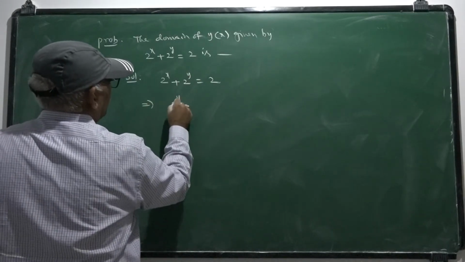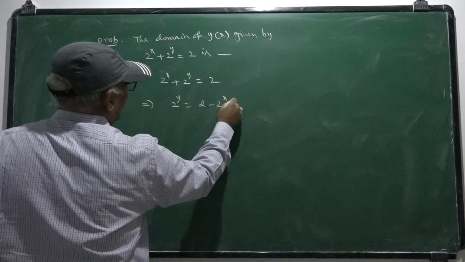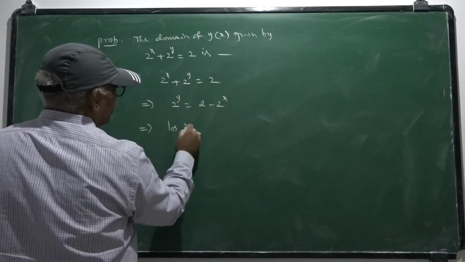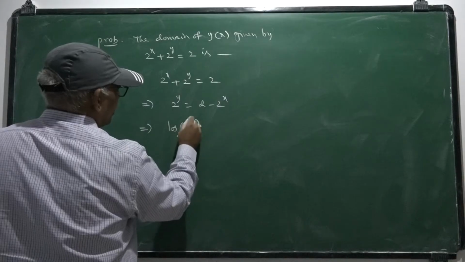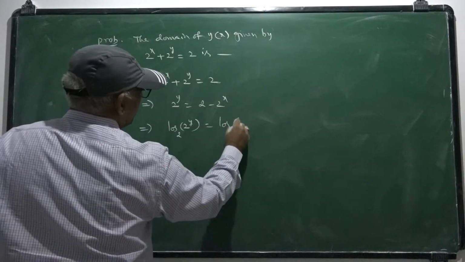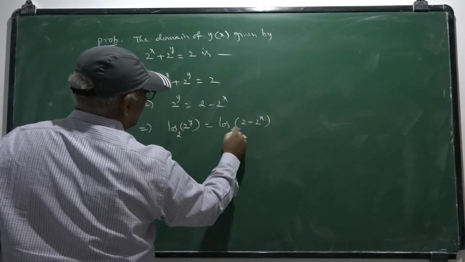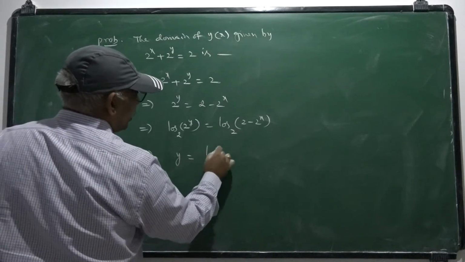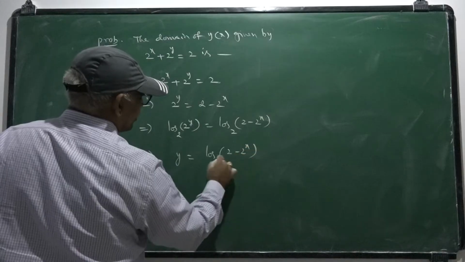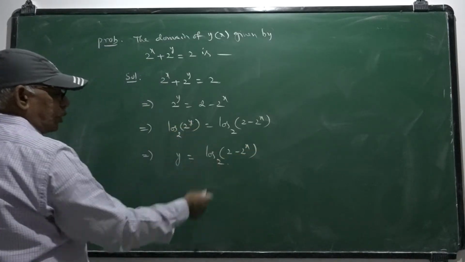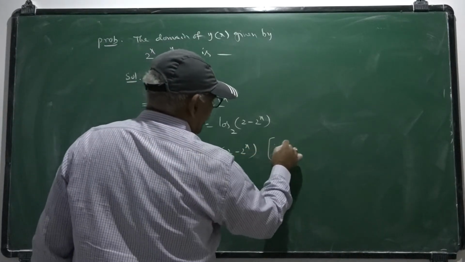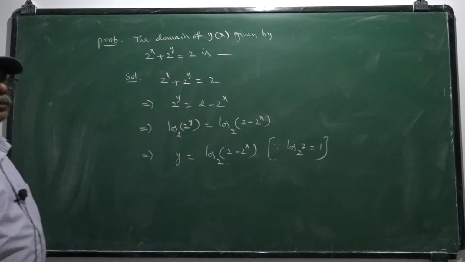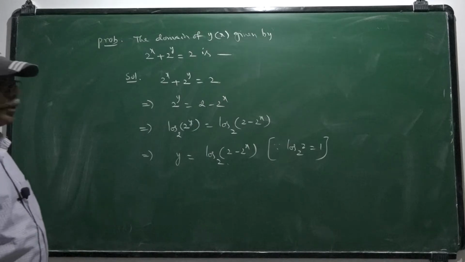So that implies 2 power y is 2 minus 2 power x. Taking logarithm to the base 2, of course, this is log of 2 minus 2 power x to the base 2, which gives y equal to log of 2 minus 2 power x to the base 2, because y into log 2 to the base 2, since log 2 to the base 2 is 1. This is y in terms of x.